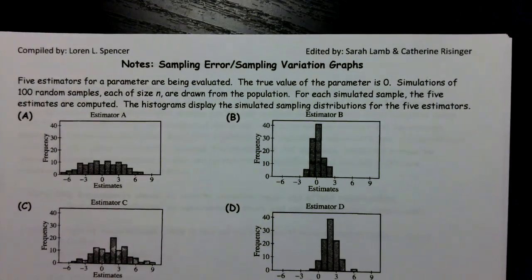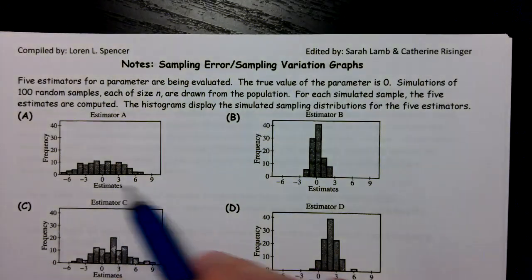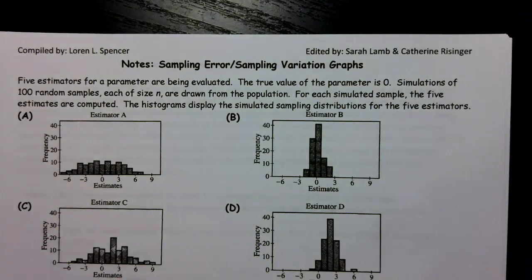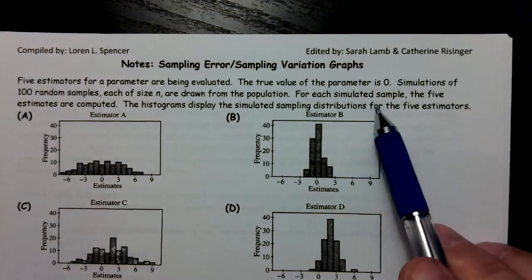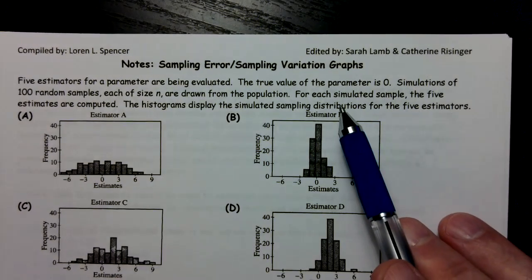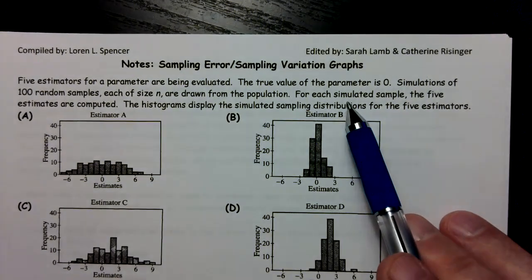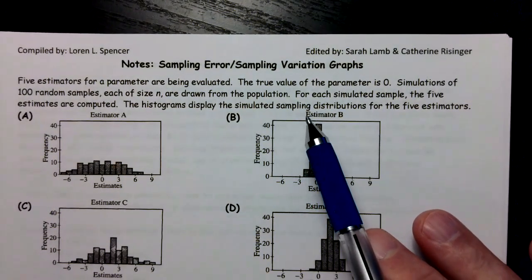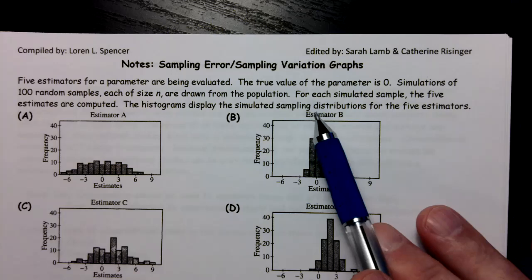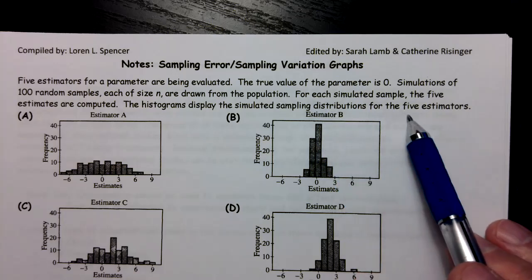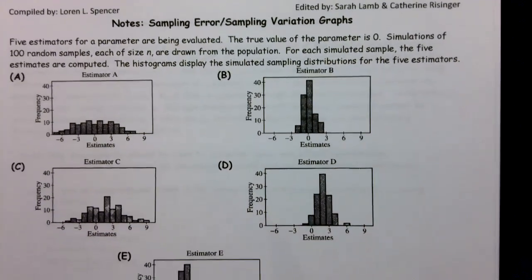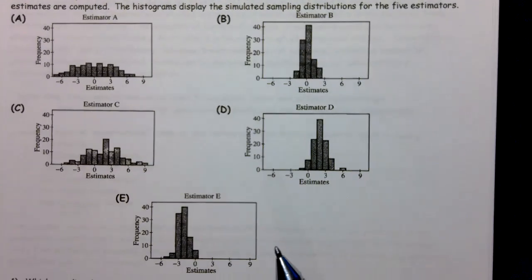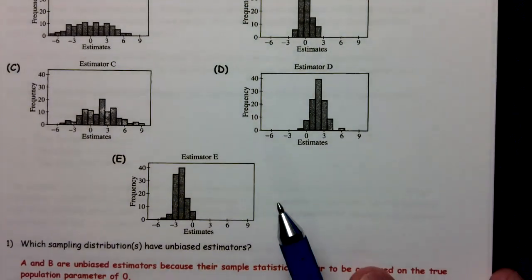Five estimators for a parameter are being evaluated. The true value of the parameter is 0. All right. So we know that it should be 0 and we should be centered on 0. All right. Simulations of 100 random samples, each of size n, are drawn from the population. For each simulated sample, the 5 estimates are computed. The histograms display the simulated sampling distributions for the 5 estimators. So there they are. We got 5 estimators.